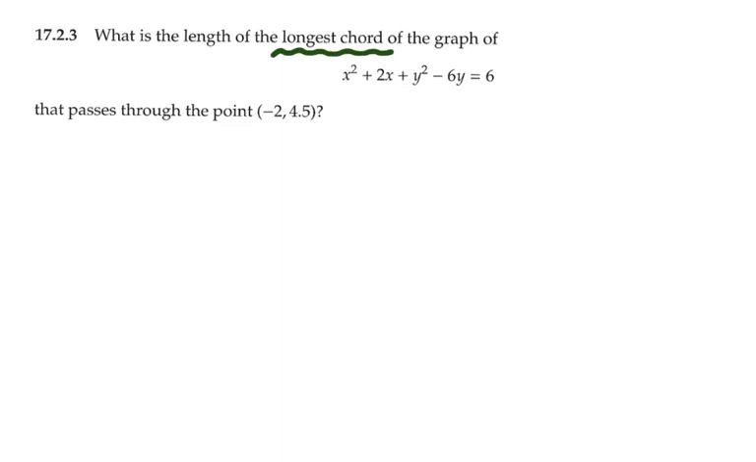Now, let's look at number 3. What is the length of the longest chord of the graph? Basically, this is a circle graph. And the longest chord, in fact, is the diameter, no matter where the point would have been. Let the line segment that passes through that point also pass through the center of the circle. Then we will end up getting the biggest chord.